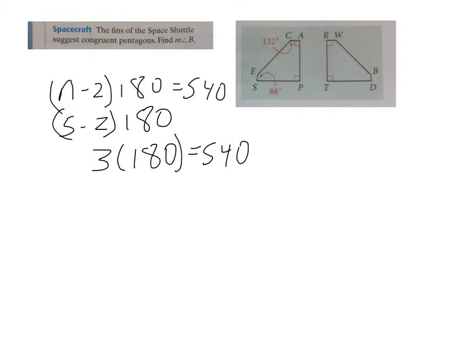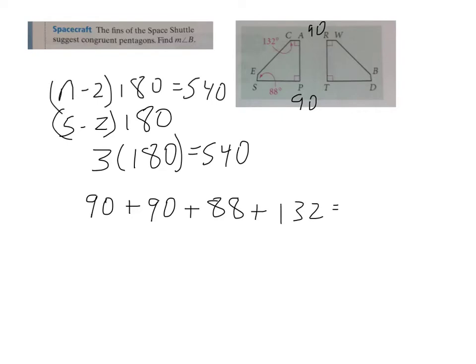So we know 4 of the angles, so we're going to add those up and subtract it from 540. Angle P is 90, and angle A is 90. So we're going to add 90 plus 90 plus 88 plus 132. And that gives us 400. So we subtract that from 540. The remaining angle, measure of angle E, must be 140, which is also the measure of angle B.